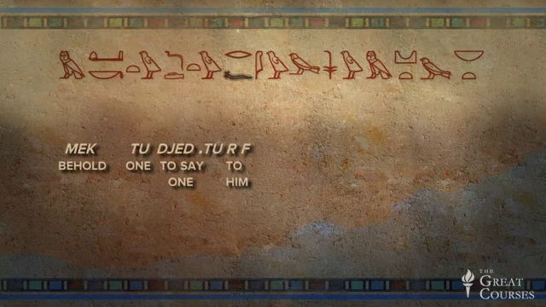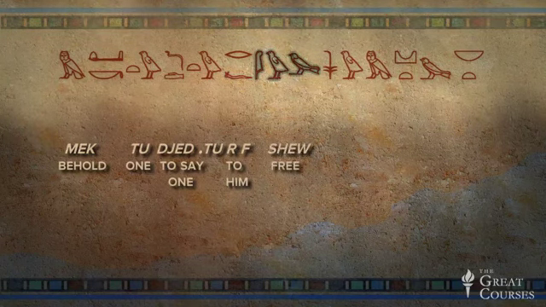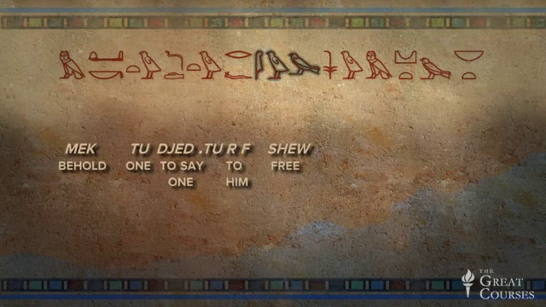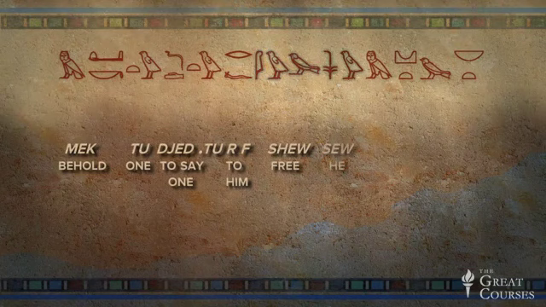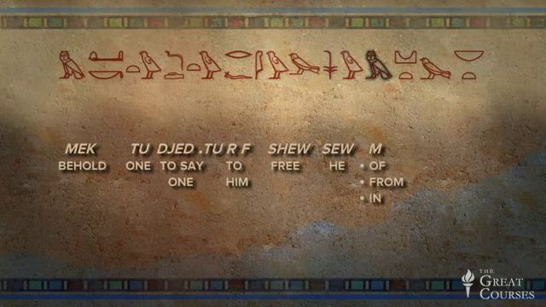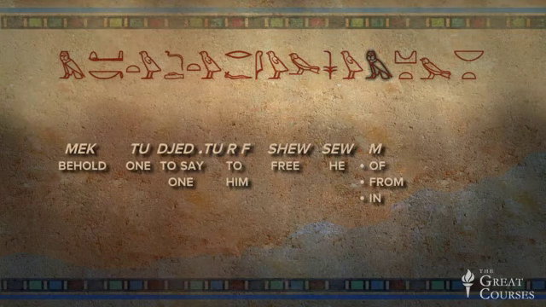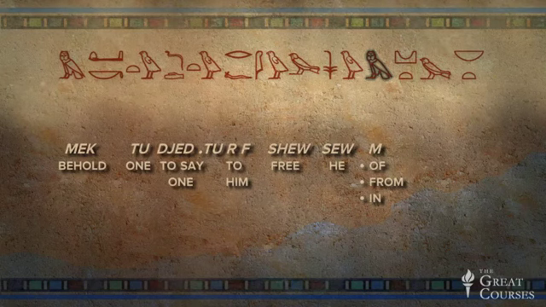What's our next word? It's the adjective shu, free. But it's being used as a predicate adjective. Now, we have a dependent he, so what is the owl doing? Again, it could be of, from, in, all kinds of things. We'll pick the best meaning later. For now, we're just breaking our sentence into words.